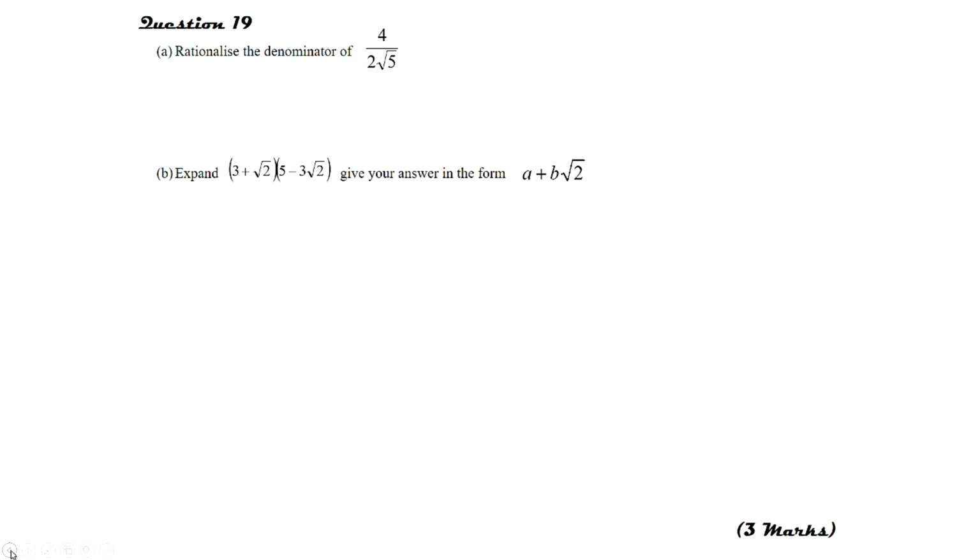Question 19. So we're rationalising the denominator of 4 over 2 root 5. Now to do this, I'm going to times it by 1, which might sound a bit weird, but bear with me. If I times that fraction by 1, then it stays exactly the same. It doesn't change its value. But the one that I times it by, I can make look a little bit different.